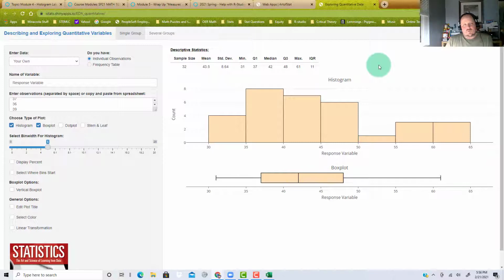As we move forward, we're going to talk about measures of spread or variability. That's what's coming up next.